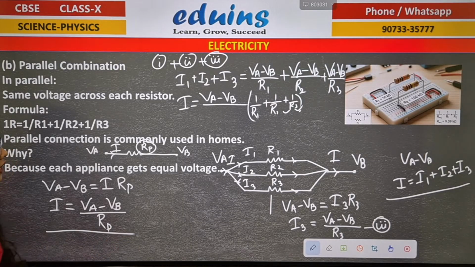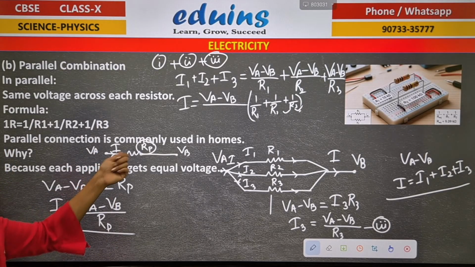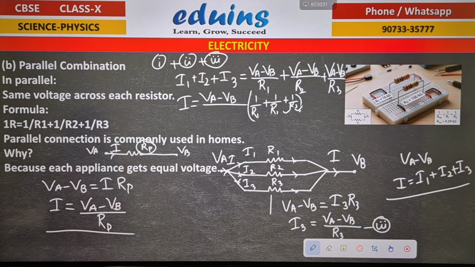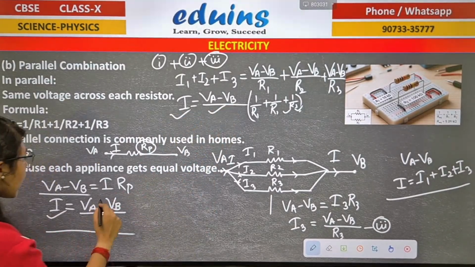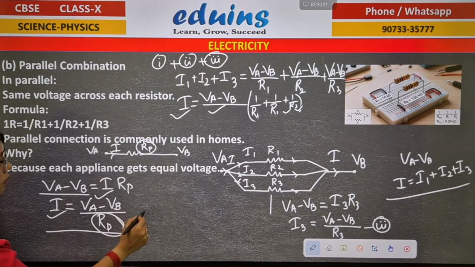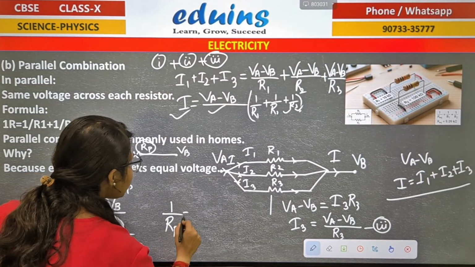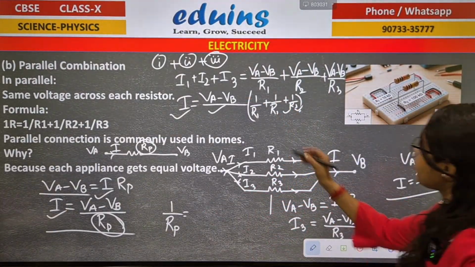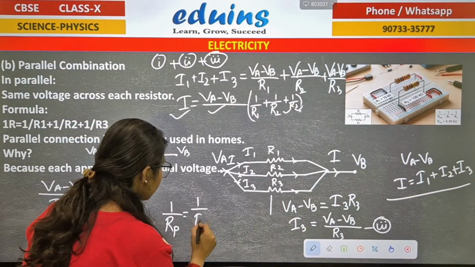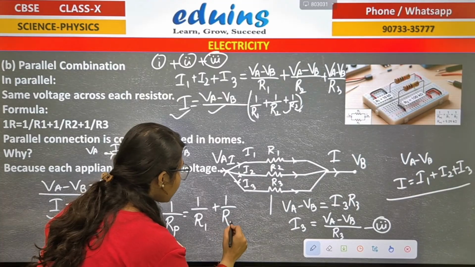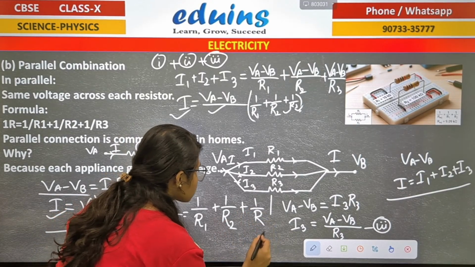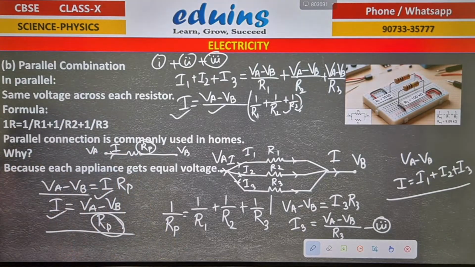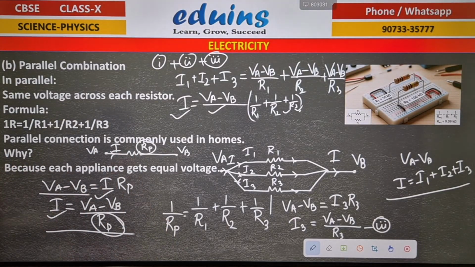So now we have to compare it, because this is the equivalent resistance of the parallel combination. Now I is the same value, VA minus VB also has the same value. Now here we get 1 by RP. So the 1 by RP term must be the same as 1 by R1 plus 1 by R2 plus 1 by R3. So from comparing those equations, we can write 1 by R1 plus 1 by R2 plus 1 by R3 as 1 by RP. So this is the equivalent resistance for the parallel combination.